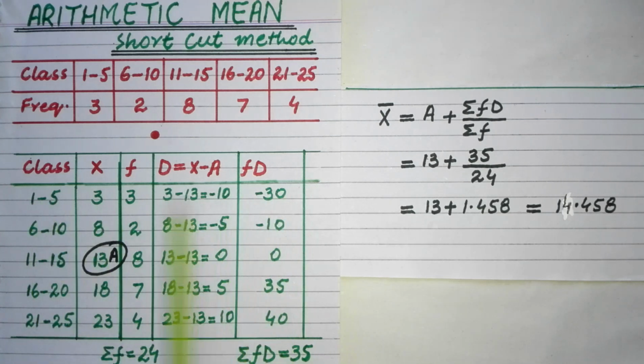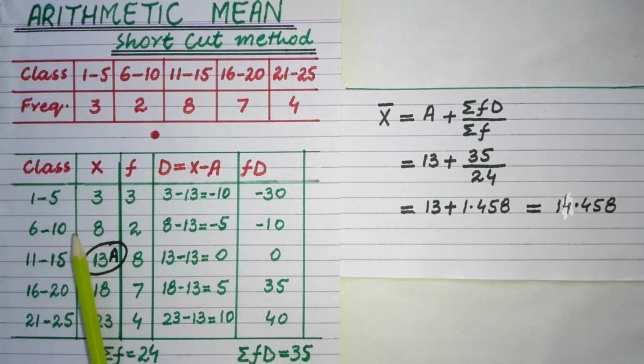Now this is the first class and here the sum of limits is 6, and when 6 is divided by 2 we get 3. Second class, here the sum of limits is 16 and when 16 is divided by 2 we get 8, and so on. So dear students, that's how we can find the value of class mark x of a class.